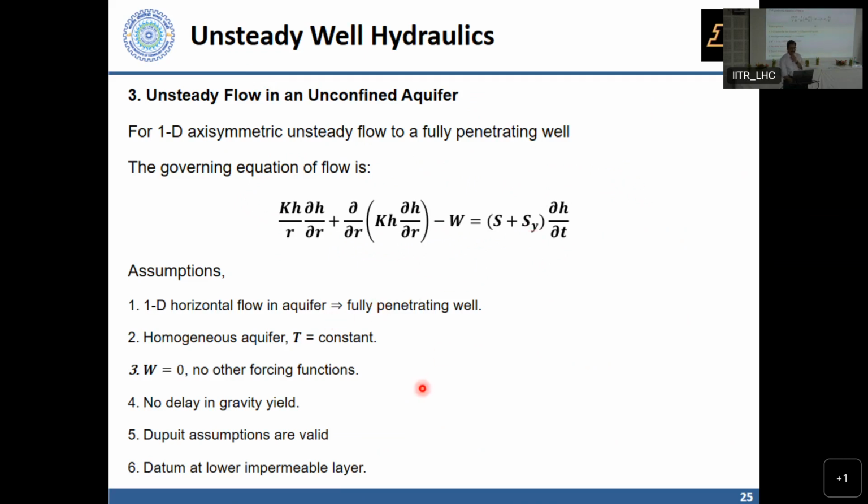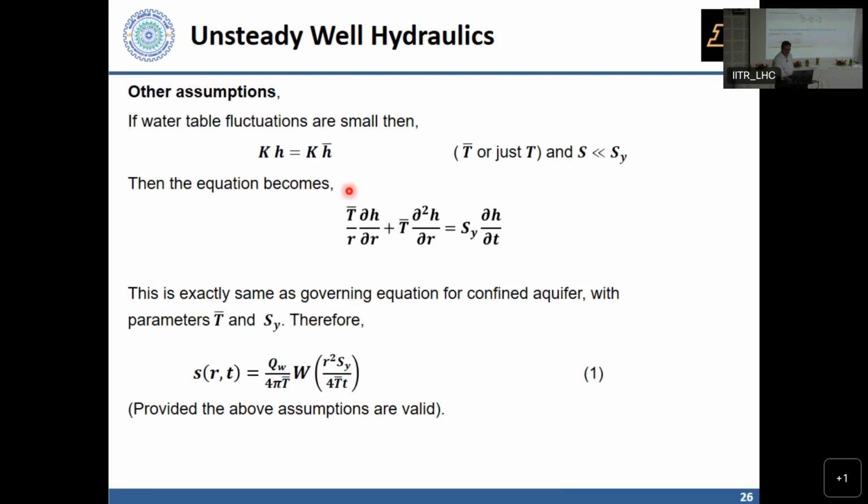And so S and S sub y, let's say we keep them together for now, and we make the usual assumptions. Let's say W is 0, the aquifer is homogeneous, and the transmissivity, or the conductivity in this case, is constant. And we have assumed that the bottom is horizontal. We have chosen that as a datum. So with all those, and if the water table fluctuations are small, so that the K h term can be approximated by K times an average value of h, which then begins to look like a transmissivity, you would get this particular expression, which is actually the same equation as for a confined aquifer, where we have replaced S with S sub y. Therefore, we have already assumed in this case that the compressibility effects S are negligible compared to S sub y.